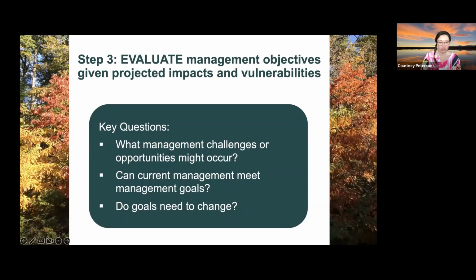So the key questions we're really asking in this step are what management challenges or opportunities might occur under climate change? Can our current management meet our management goals and objectives? Or do our goals need to change based on the feasibility of being able to achieve our goals and objectives given current management?